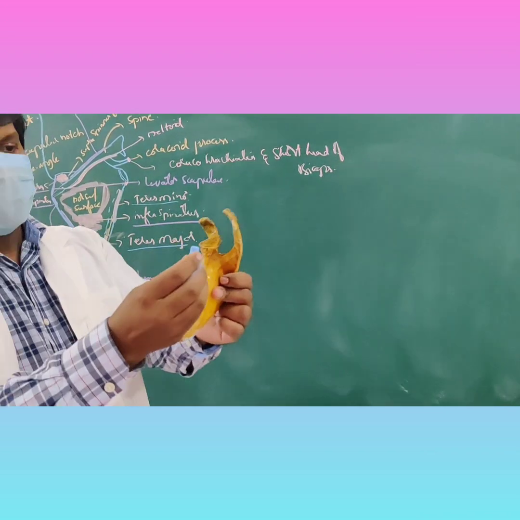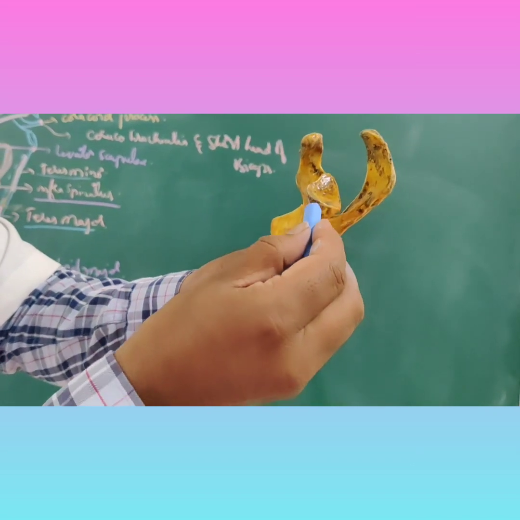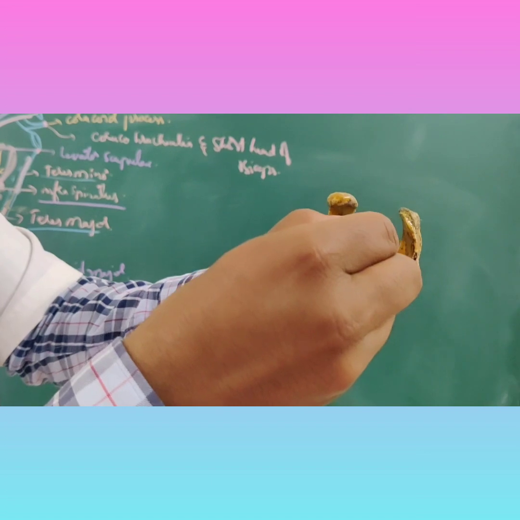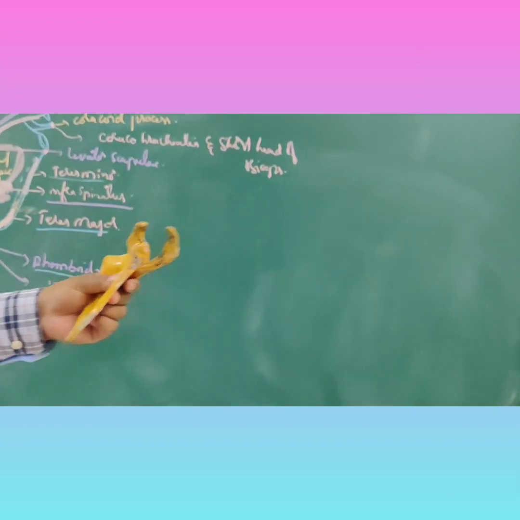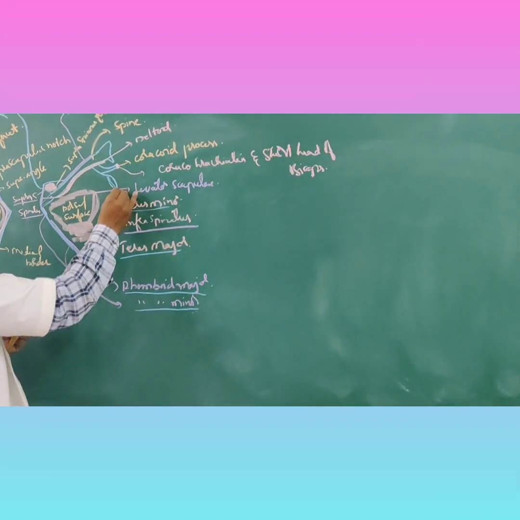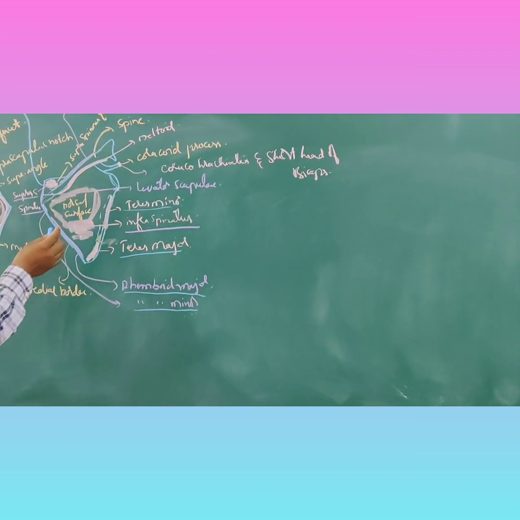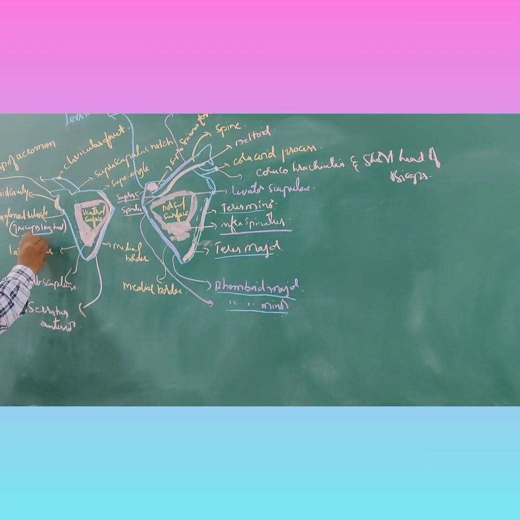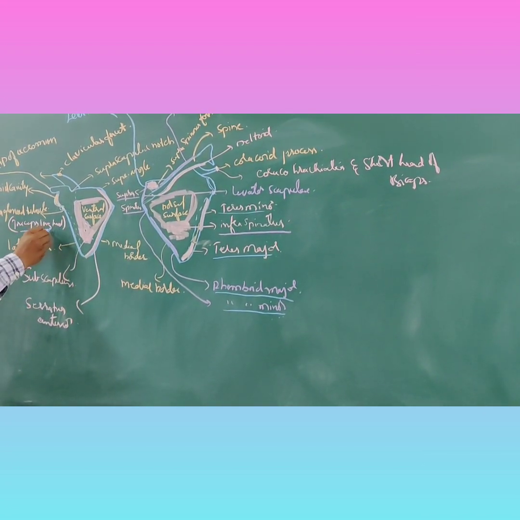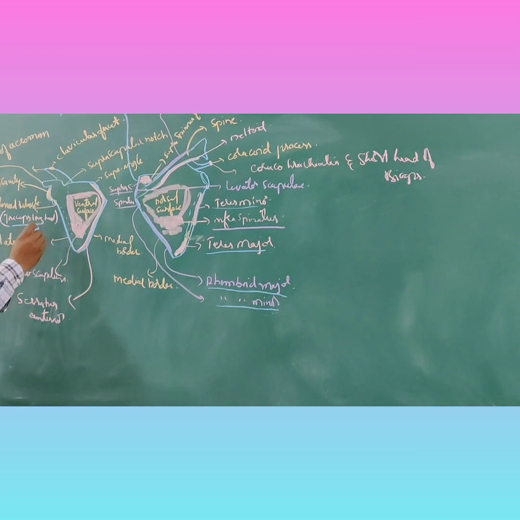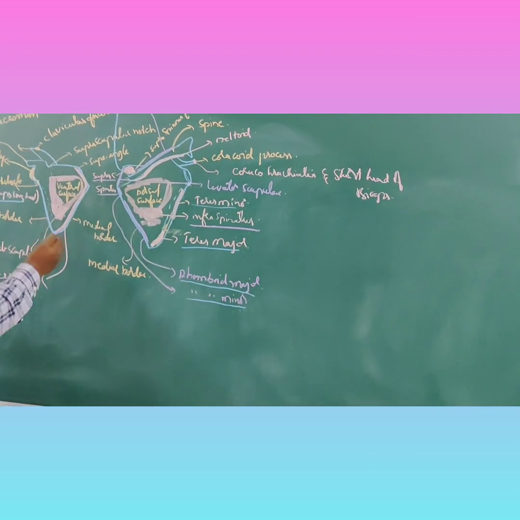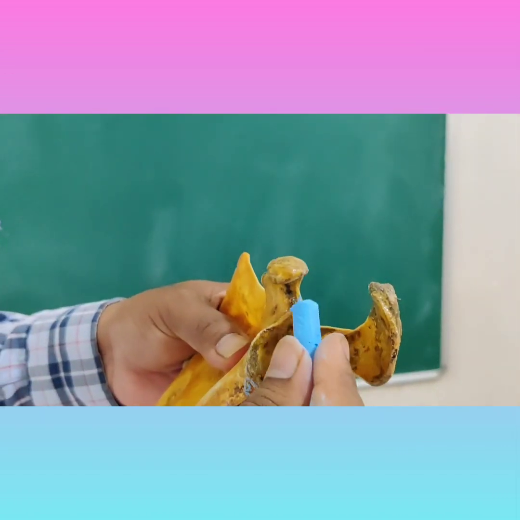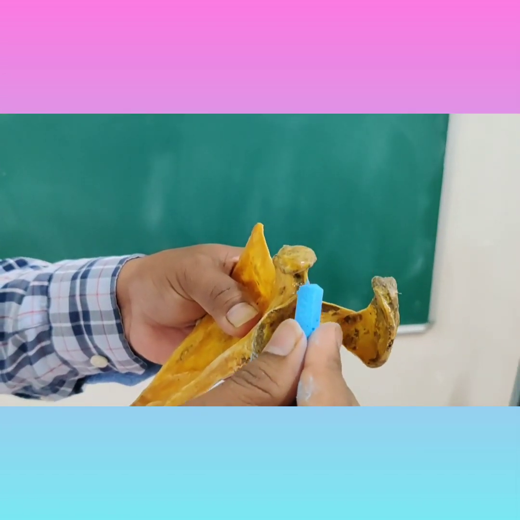Then below the glenoid cavity there is a tubercle here. This is known as the infraglenoid tubercle. Superiorly also one more tubercle we have. This is the supraglenoid tubercle. The infraglenoid tubercle gives origin to the long head of the triceps. The tendon of the long head of the triceps arises from the infraglenoid tubercle, whereas the supraglenoid tubercle gives origin to the long head of the biceps brachii.